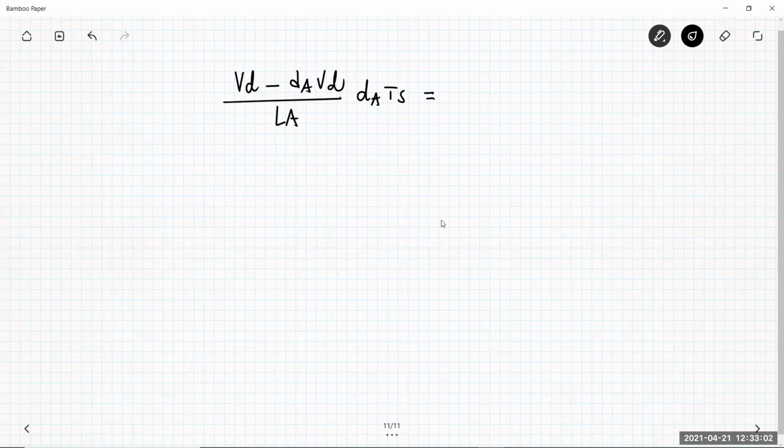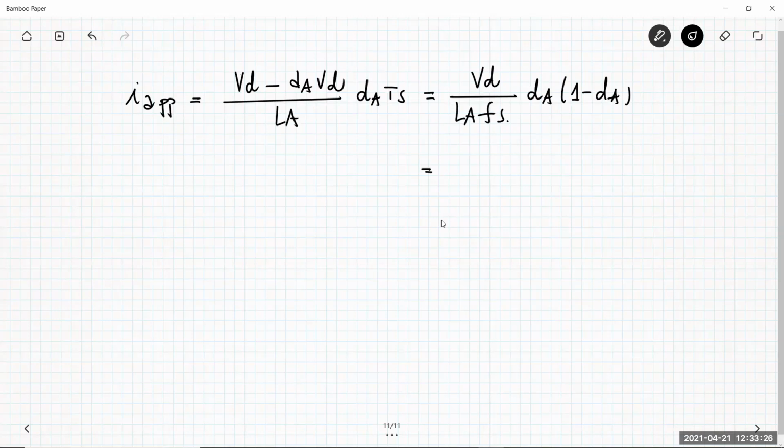So this is also VD over LA, let me put FS instead of TS, DIA multiplied by 1 minus DA. This is the ripple, IA, the peak-to-peak ripple, okay? So this is the expression. Now we can put numbers.